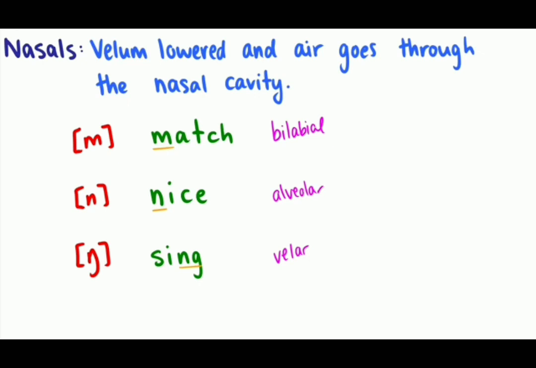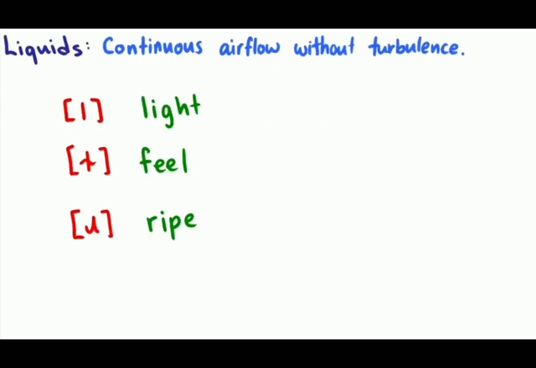The last consonant type we're going to talk about is liquids. And this has continued airflow, but there's no turbulence. So a word like light, compare that to light. There's way more airflow to the side of the tongue to make light. And this of course is the L sound.